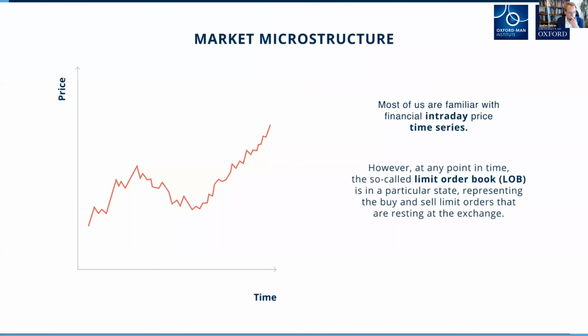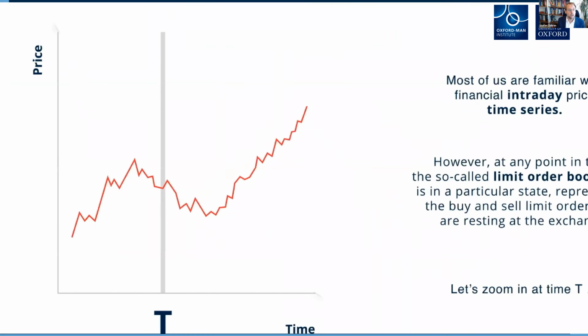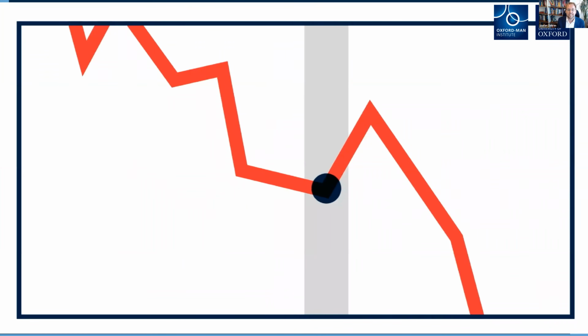So just a brief introduction to limit order book data. Apologies for those who know perfectly well what it is. I think all of us are familiar with such a price time series, but one might ask, where does this price actually come from?